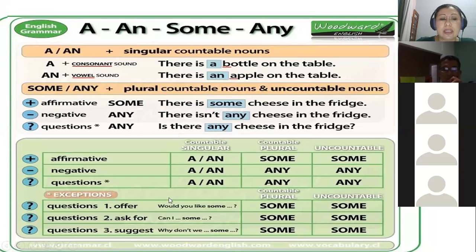So we use any for negatives and for questions. And the exception is only when we use would you like some, can I have some, why don't we have some. Okay, very good.